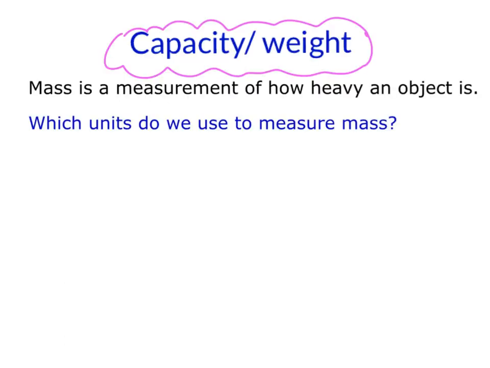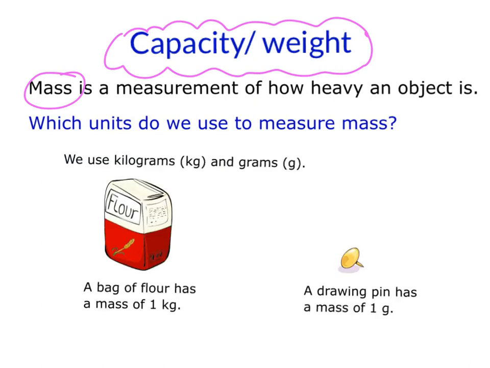At the start of the video, I mentioned that there were 2 other options that we use for units of measurements, capacity and weight. Another word we use for that is mass. So mass is the measurement of how heavy an object is. So which units do we use to measure mass? Maybe you can even remember them. We use kilograms, which have kg, and grams, which have g.